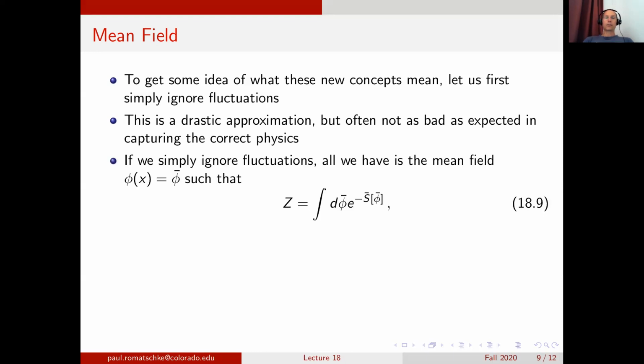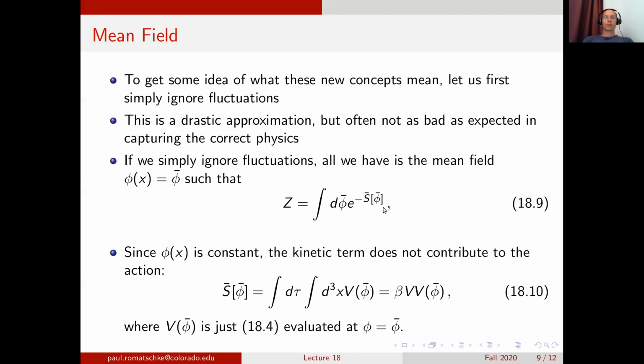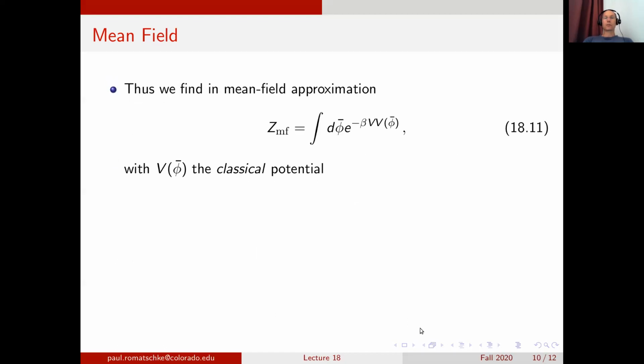If we simply ignore the fluctuations, all we have is the partition function being an integral over the mean field of the exponent of minus the mean field action. Since the phi bar part of the field is a constant, the kinetic term does not contribute, and we find that the action is simply given as the integral over just the potential part, because the derivative of a constant is just zero. So we find that the action is just beta V times the classical potential evaluated at the mean field, and we can evaluate that in a straightforward way.